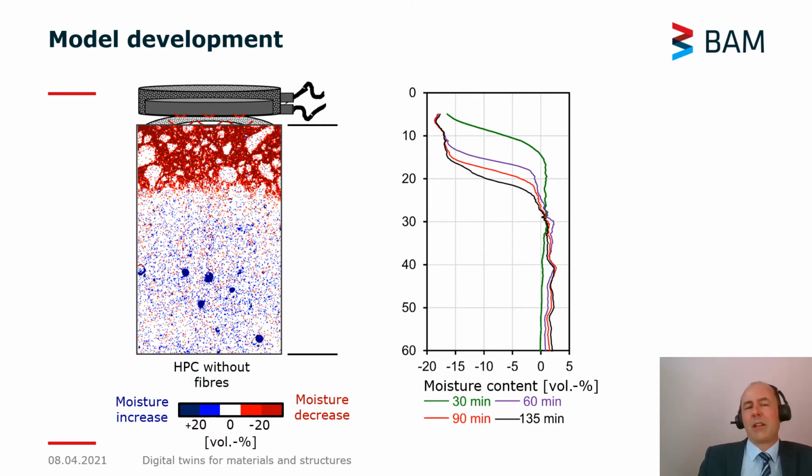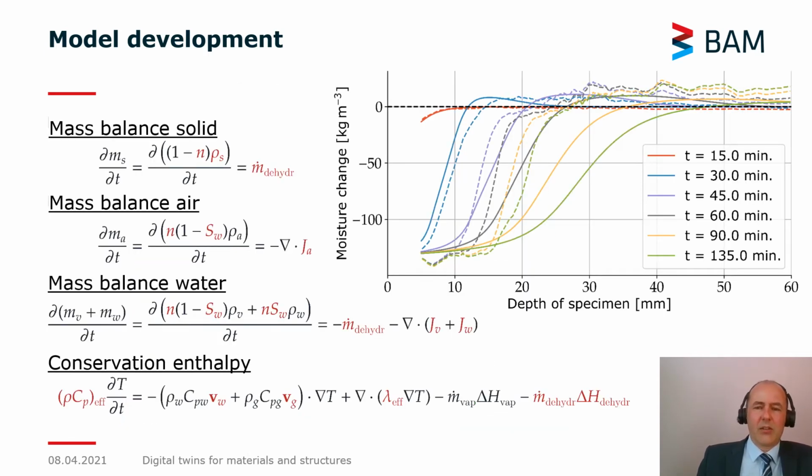So the specimen is actually drying, and what you see on the right is the corresponding drying curve, the reduction of the moisture content. Here this is almost zero, and here you see the drying front. Now we try to model that. I don't want to go into the details here, but these are partial differential equations that we set up to solve the problem. And you see the comparison between measurement data and the numerical simulation.